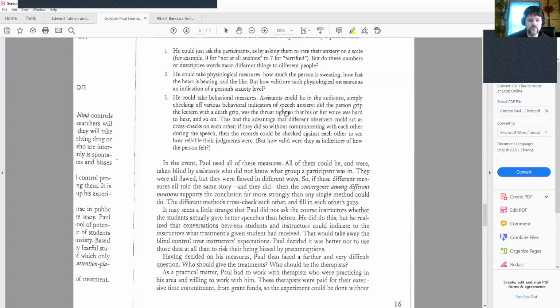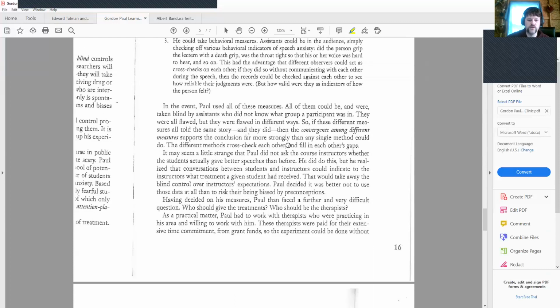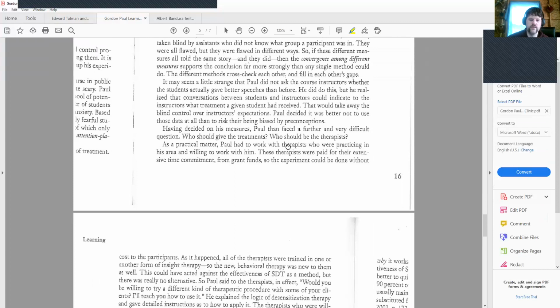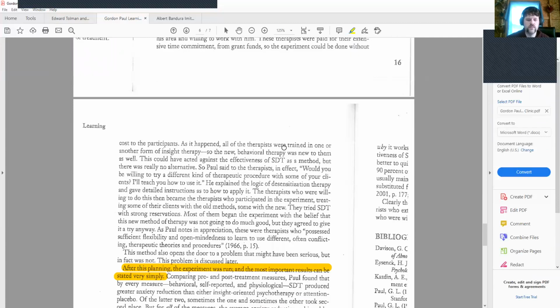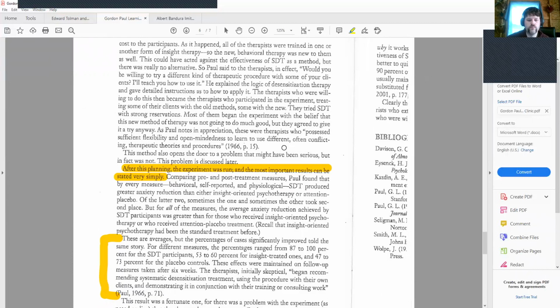You've seen a lot of this if you've taken speech class, how some people get up there and next thing you know, they're doing all kinds of strange things. All right, so he used all of these because they're all flawed, but as you read, putting them all together gave him kind of an idea of how all these things worked.